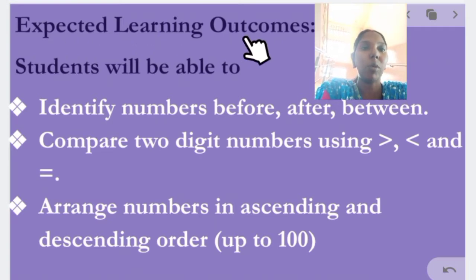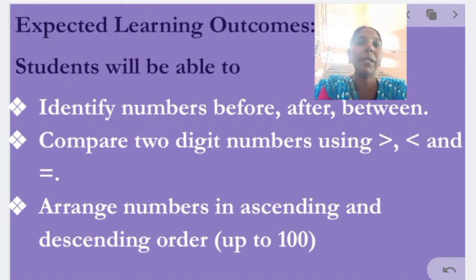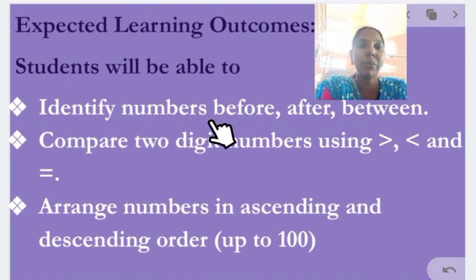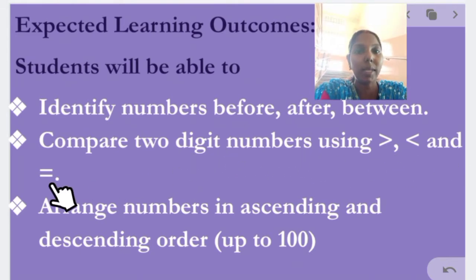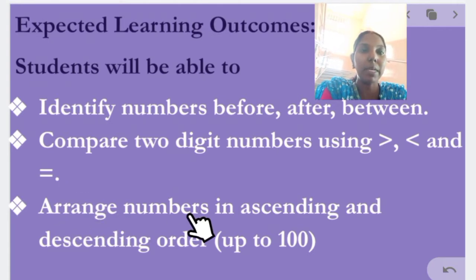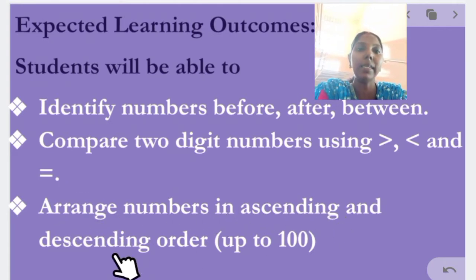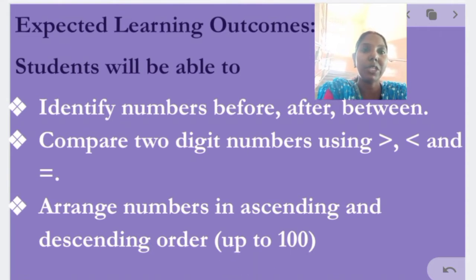Expected learning outcomes. At the end of this video, you will be able to identify numbers before, after, between. Compare two-digit numbers using greater than, lesser than and equal to. Arrange numbers in ascending and descending order up to 100. So let's move on to our video.